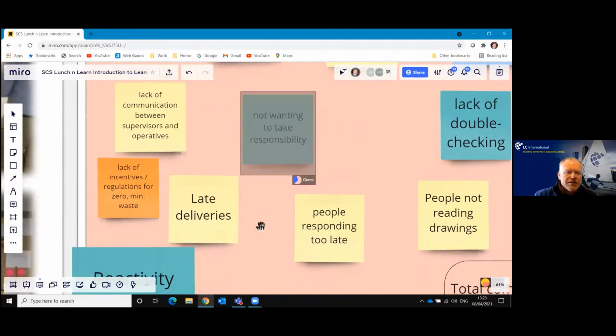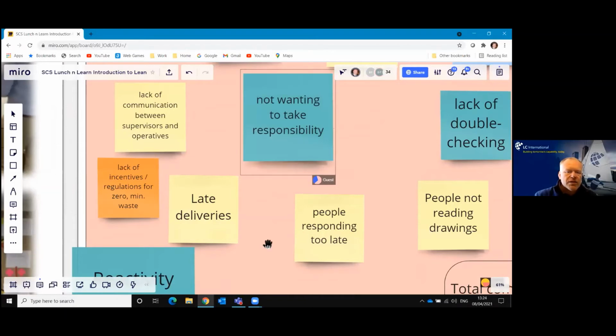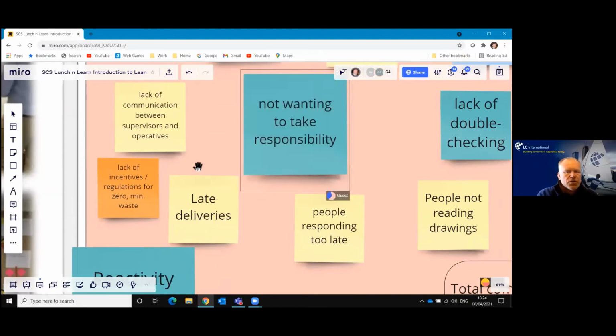Lack of incentives, regulations for zero and minimal waste. So think about how it is that people work. Think about what's in it for the individuals. What do they want to get from this? And sometimes the message that the business wants isn't necessarily the message that people understand. So think about how that works.